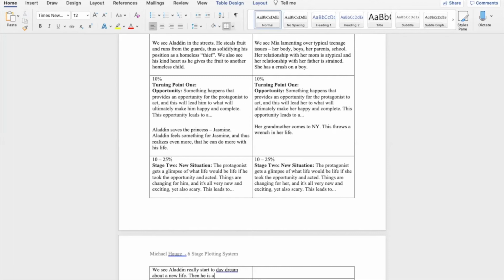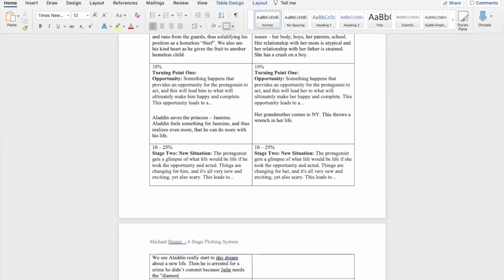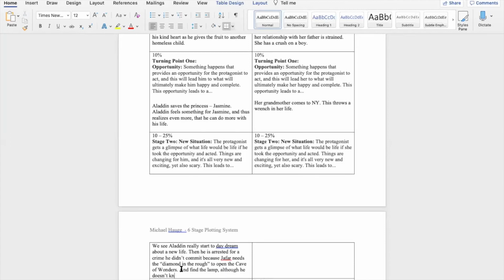Then he is arrested for a spell crime he didn't commit, because Jafar needs, I don't know if you remember this, the diamond in the rough to open the Cave of Wonders and find the lamp, although he doesn't know that he is looking for it.